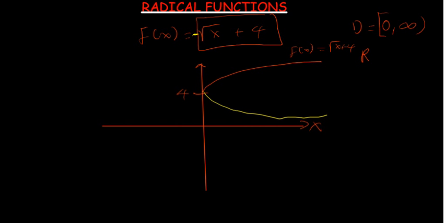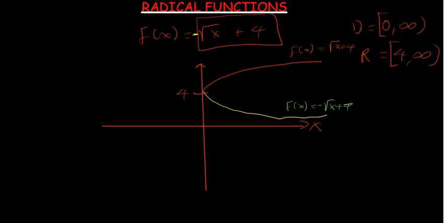Now for the range, notice that we are starting from 4, and then the graph will be going upwards as we increase x. Okay, and so it is from 4 to infinity. That will be the range. Now let's go to the yellow one which we've drawn. This is the graph for f of x is equal to negative root of x plus 4.